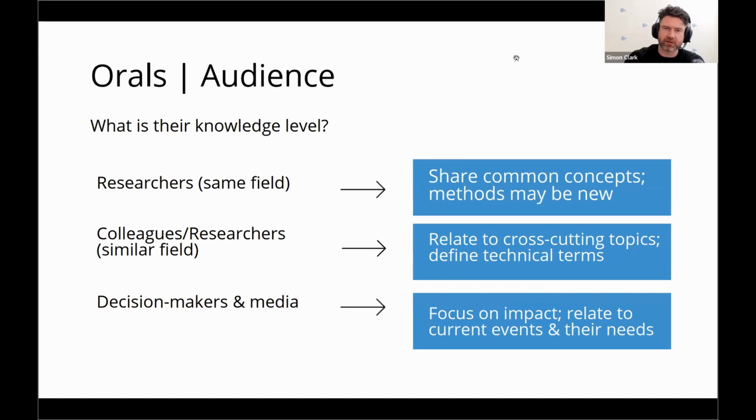But at scientific conferences, it's not just scientists and researchers who are there. You might also get decision makers and media. These could be policymakers, it could be journalists. So if you want to cater to them, make sure you focus on impact. What is the point of your research in a very practical sense? What are you trying to achieve with it? Make sure you relate it to current events and also to what the needs are. They might be looking for solutions, for example, so orient your presentation to be more solution driven.